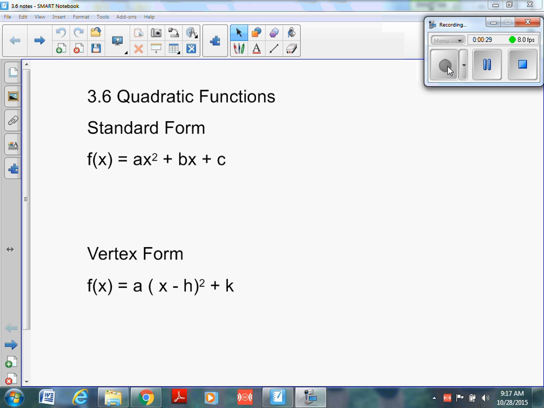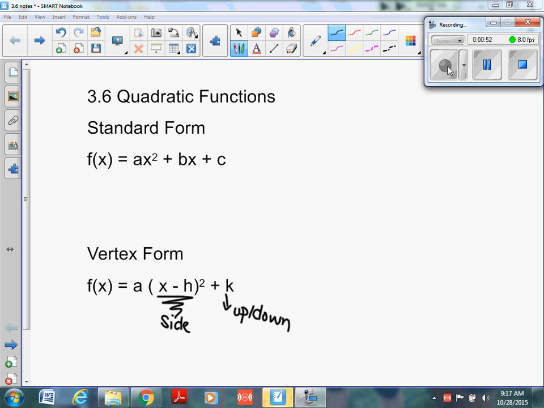In quadratic functions, there are two forms. Standard form is ax squared plus bx plus c, and vertex form is a(x minus h) squared plus k. This moves the parabola side to side, and this moves it up and down. We did this on Monday also, right? Remember translations on Monday? And this lets you know if the parabola is going to get wider or skinnier. You guys remember that? Wider or skinnier.